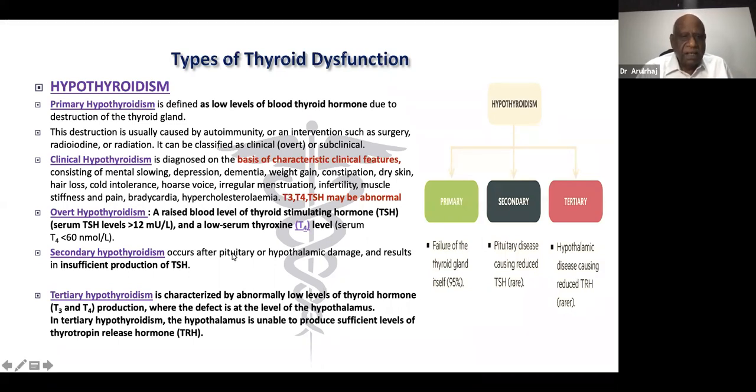And clinically, you can have a clinical hypothyroidism. That is, the blood levels may be abnormal, but not to the characteristic level, but the clinical feature is classical. There is obesity, thick skin, mental slowing, depression, constipation, dry skin. All are there. You will have to treat it as clinical hypothyroidism. Overt hypothyroidism is classical. The TSH levels are raised, and T4 and T3 are low. Secondary we already discussed, and tertiary also we already discussed.